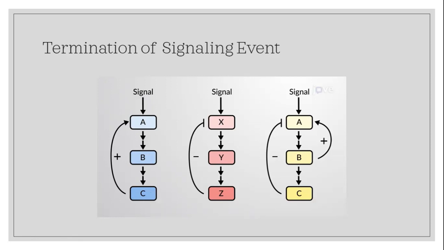Signal termination is done many times by a negative feedback mechanism, where the signal leads to formation of the final response. The response molecule will again go and stop the signaling molecule or reset the signaling receptor, and ultimately this process will be stopped. So the final product will have a negative effect on the entire process, and ultimately that will bring about the stoppage of the signaling process.